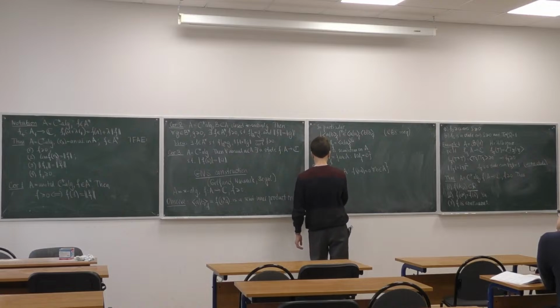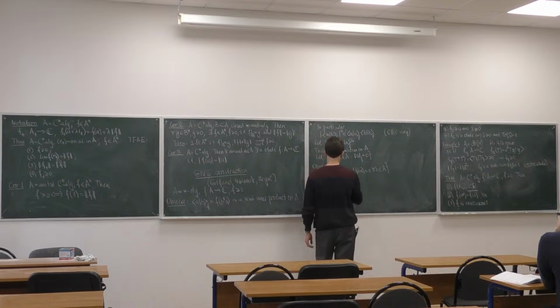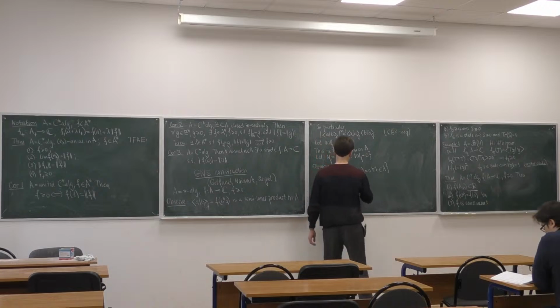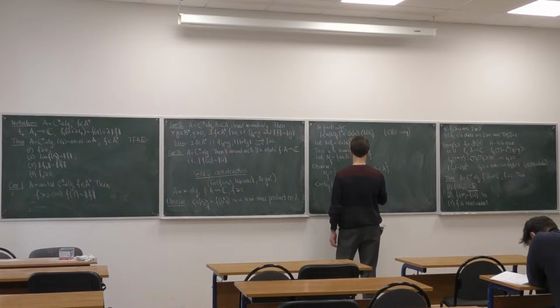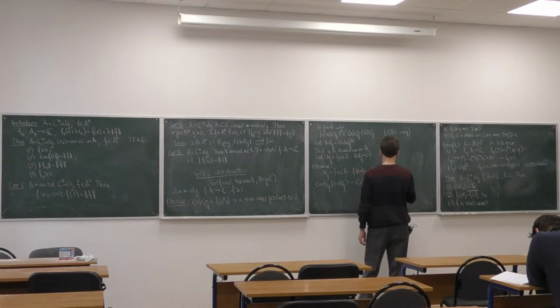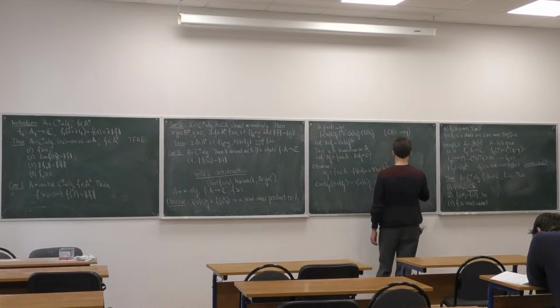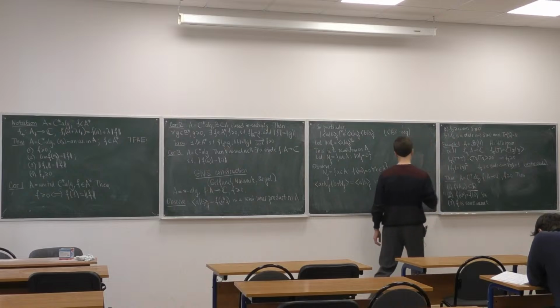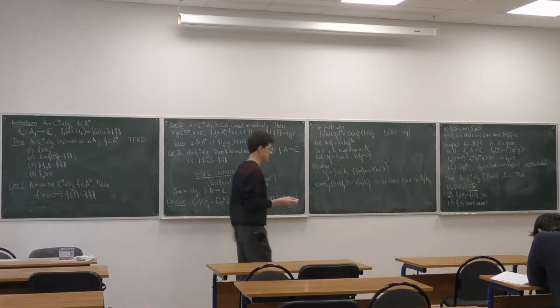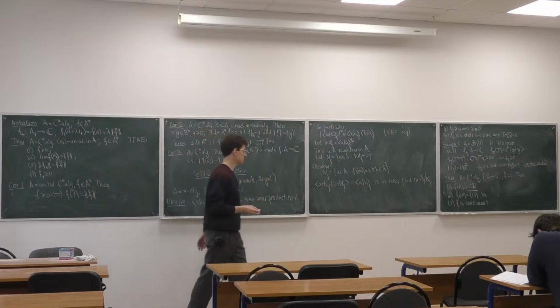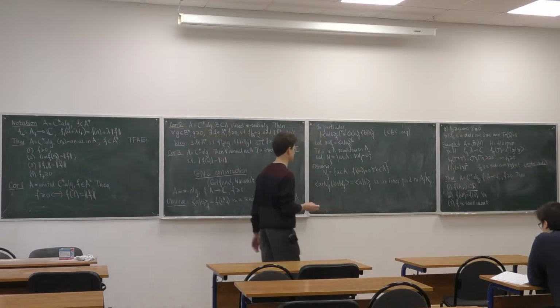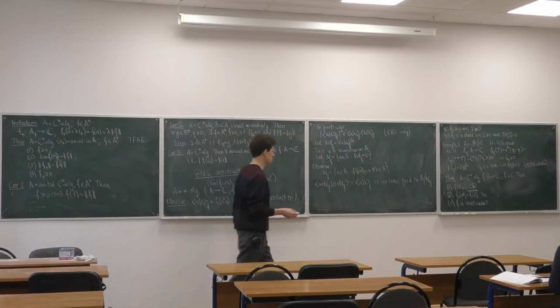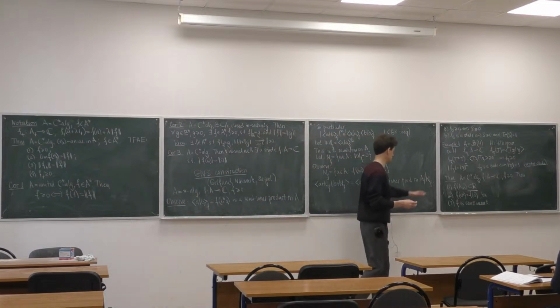So the following formula gives us an inner product on the quotient A modulo NF. It's a simple exercise to show that it is well defined, and it is indeed an inner product. So this quotient becomes an inner product space.